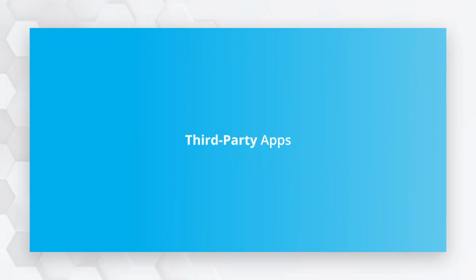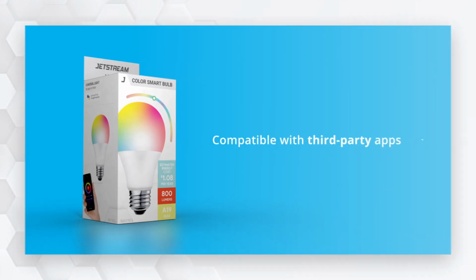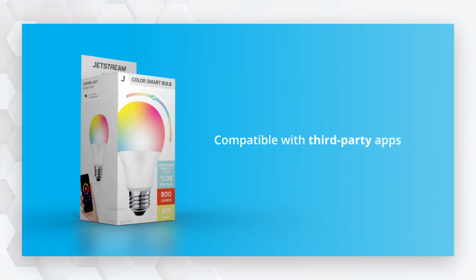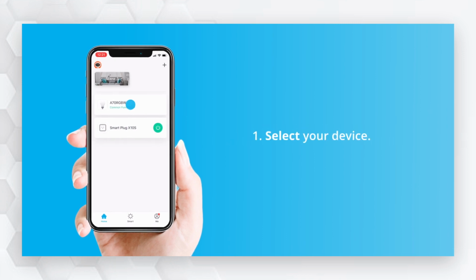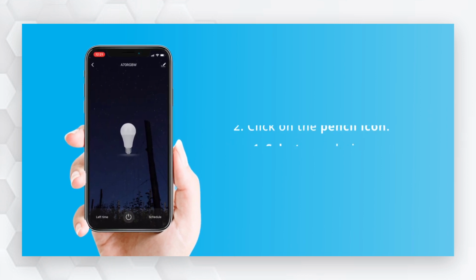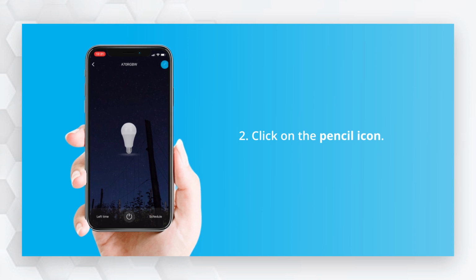Third-party apps. Your smart bulb is compatible with many popular third-party apps. To access the third-party apps, select your device from your app's home screen, and then click on the pencil icon on the top right corner.